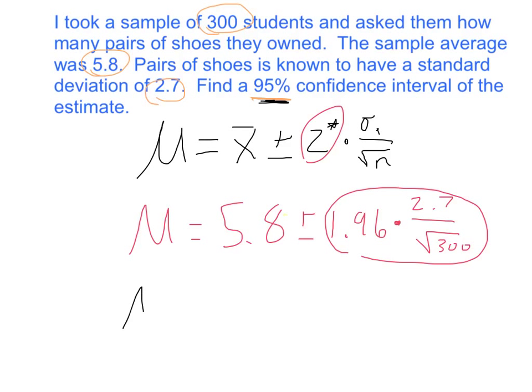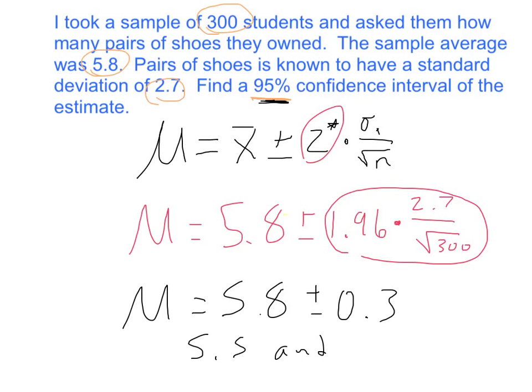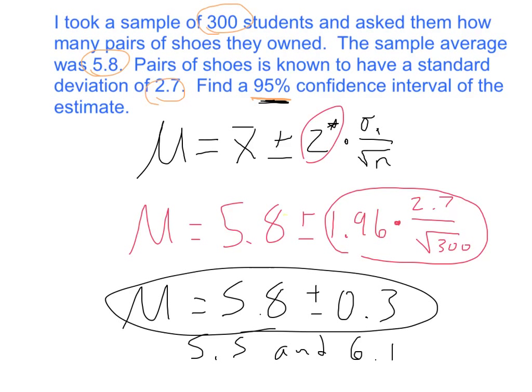So if we were to say mu equals 5.8 plus or minus 0.3, that's going to be how you could express your confidence interval, and it's going to most naturally be in that plus minus form. You have the option to go ahead and do the plus and the minus. You would say that mu would be between 5.5 and 6.1, but generally just leaving it in this form right here is going to work just fine.